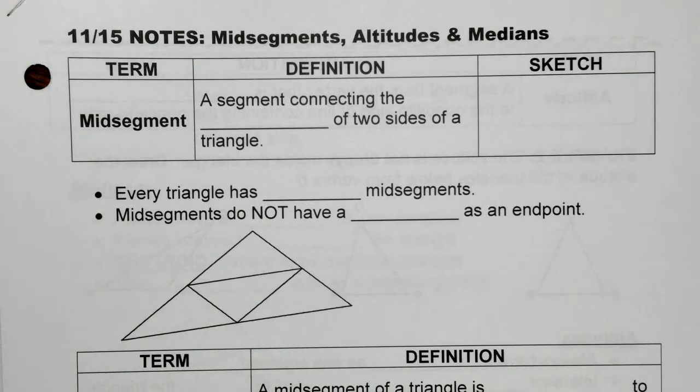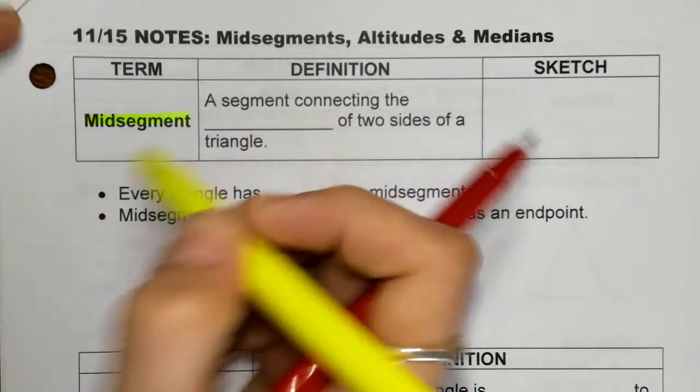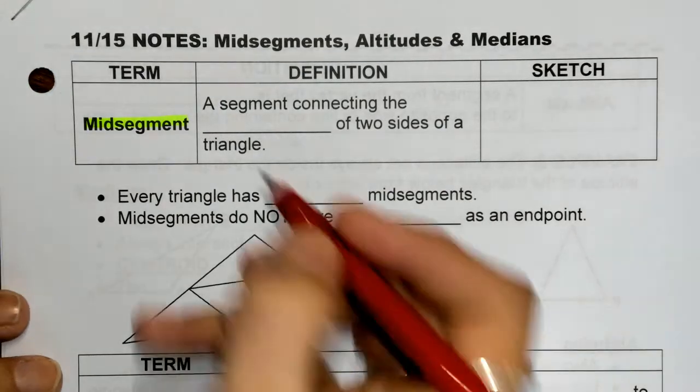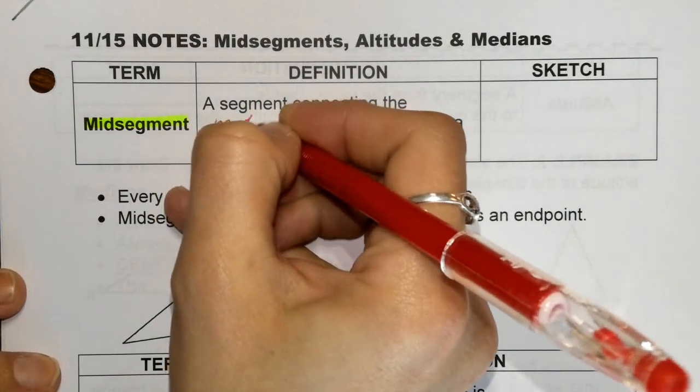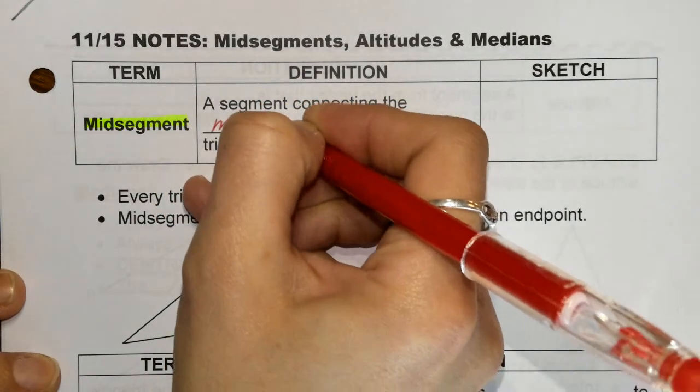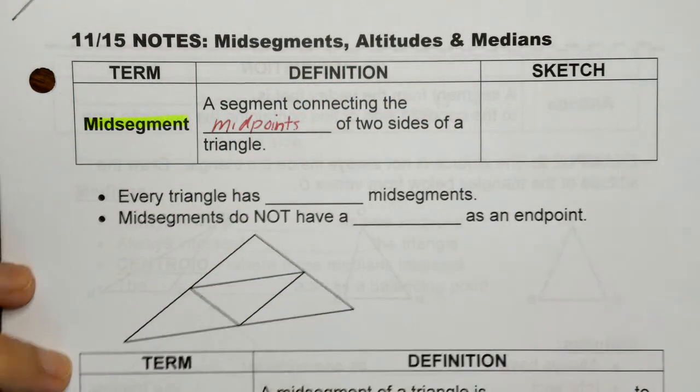All right, next set of notes, we're going to start talking about the 5 different special segments in a triangle. We're going to talk about the first 3 in these notes: your midsegments, altitudes, and medians. Your midsegment is the first one. We're going to have a segment that connects the midpoints of 2 sides of a triangle.